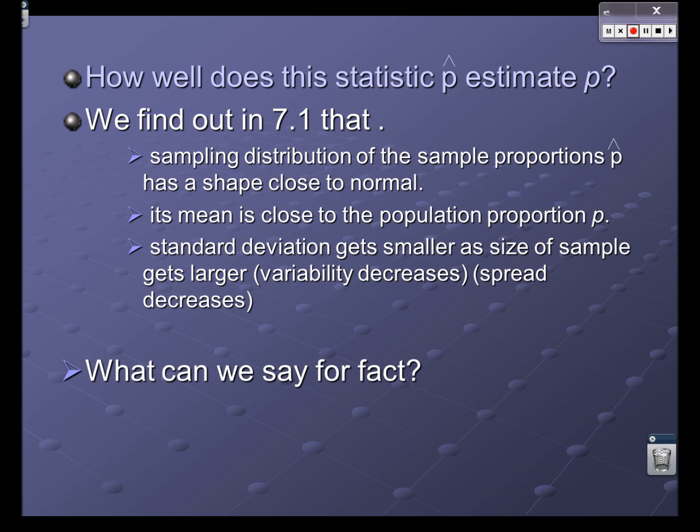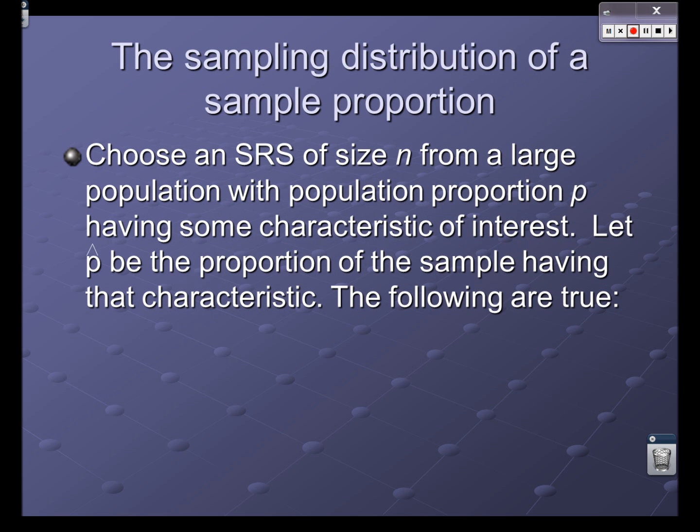Well, what do I know for fact? I mean, is it actually fact that as the standard deviation gets smaller, my sample size will have to get larger? Well, let's find out. If I were to take a simple random sample of size, let's call it n, from a large population that has some population proportion denoted by the letter P, with a characteristic of interest, P hat is going to be the proportion of the sample having that characteristic. The following items are going to be true.